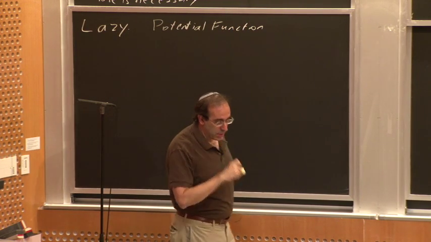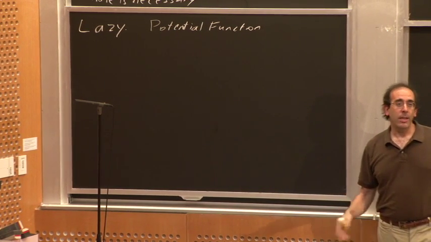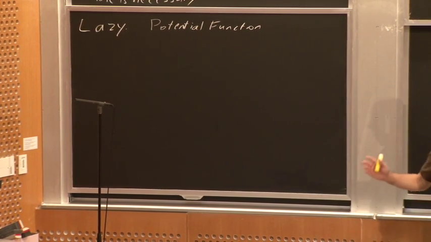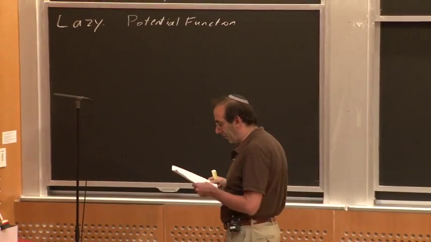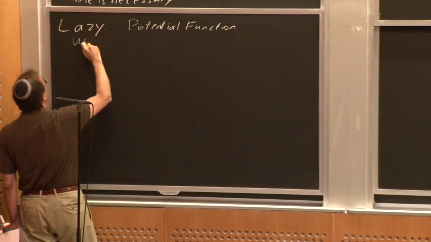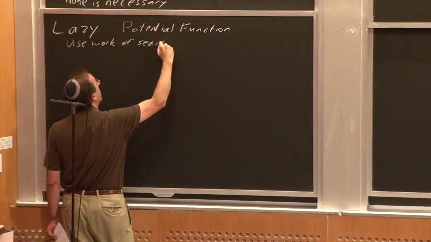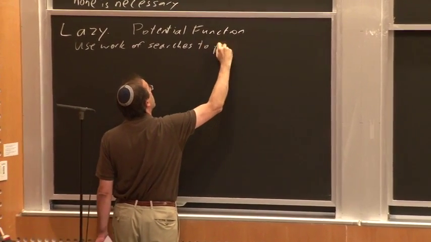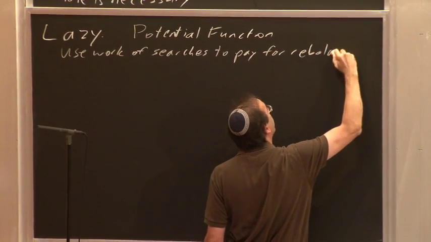To analyze our searches. And we're going to explain how searches that take us a long time lead to simplifications of the data structure, which allow us to take less time on the searches later on. Essentially, through that potential function, we use the work of the searches to pay for the rebalancing that we're going to need to do.